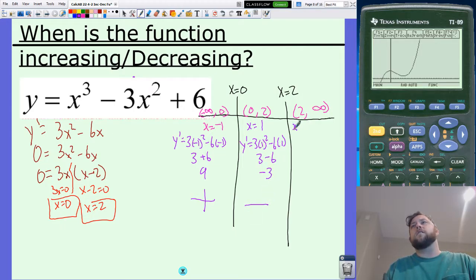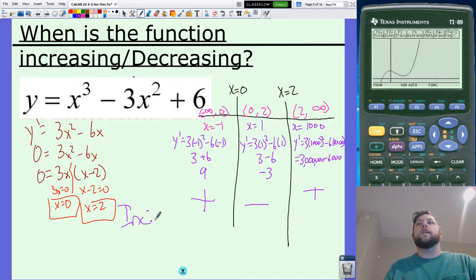And let's, you know what, let's try, I don't know, 1,000. Let's be weird. So y prime is going to be 3 times 1,000 squared minus 6 times 1,000. Oh, man. Bad call. Which is going to be 3 million minus 6,000. And you know what? That's going to be positive.